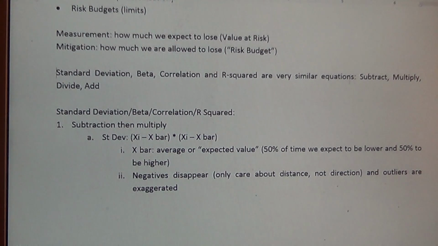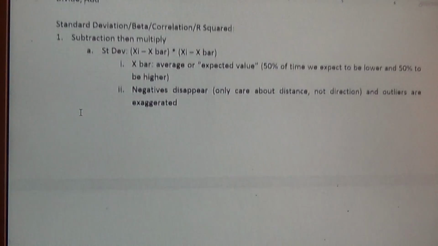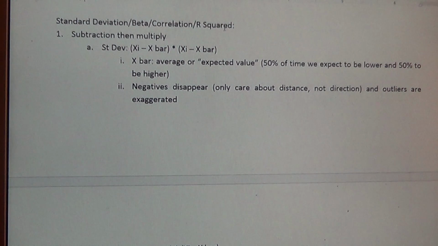They all follow this process where the first thing you do is subtract, the next thing you do is multiply, the third thing you do is divide, and then you make some adjustments. We're just stepping through this. In standard deviation, beta, correlation, r squared, the first thing you do is subtract and multiply.